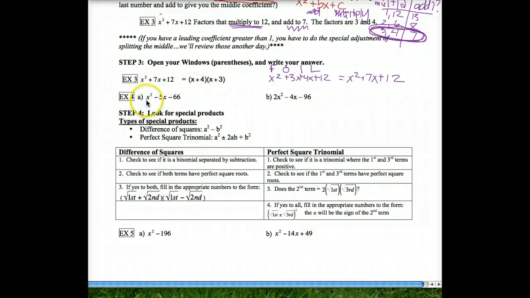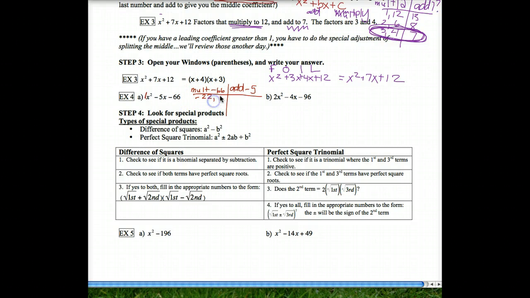Okay, so example 4a, I look for a GCF first. They don't all have an x, and since this is a 1 right here, there's nothing else that they have in common. So no GCF on example 4a. So I'm looking for factors that multiply to -66 and add to -5. So you can start listing things that multiply to -66.